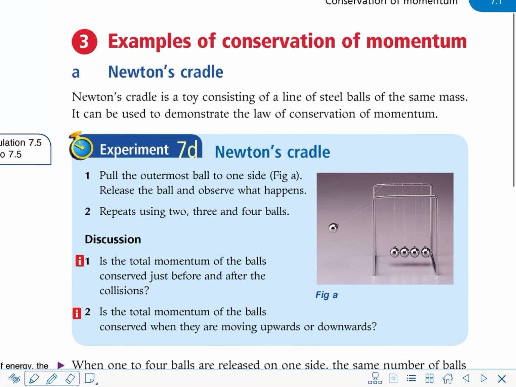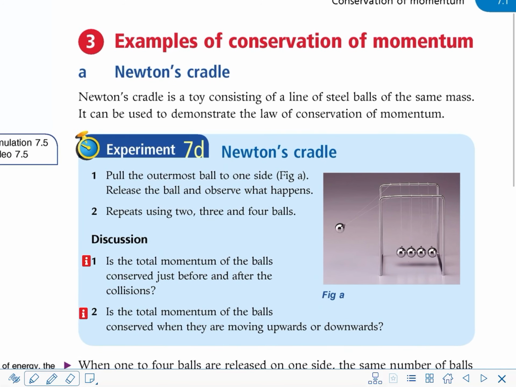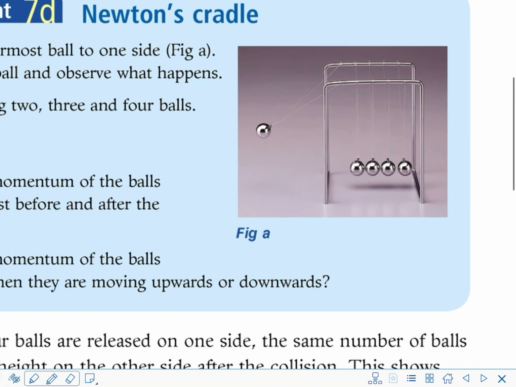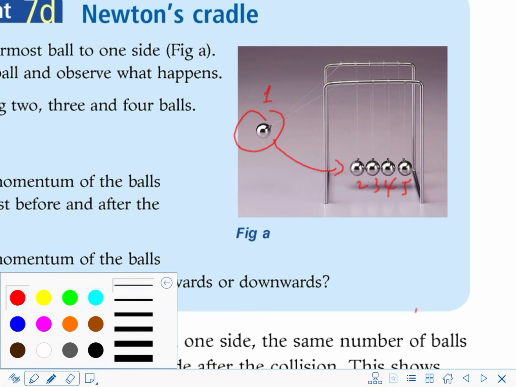Examples for conservation of momentum with a toy. This is the Newton's cradle. It's funny. If I raise one ball here and then release it, it will collide with ball 2. This is ball 1, ball 2, 3, 4, 5. It collides with ball 2 at speed v.